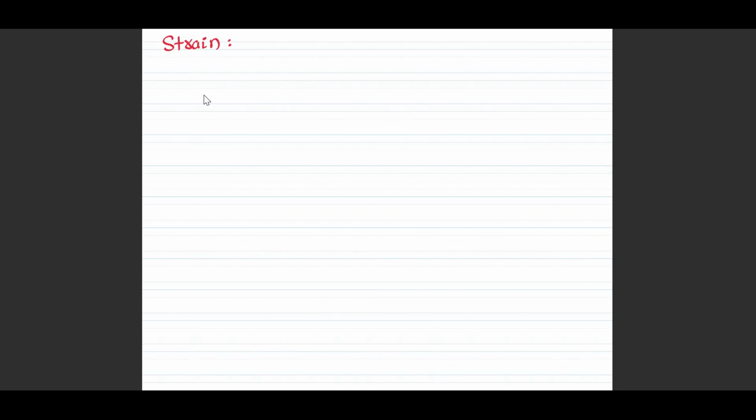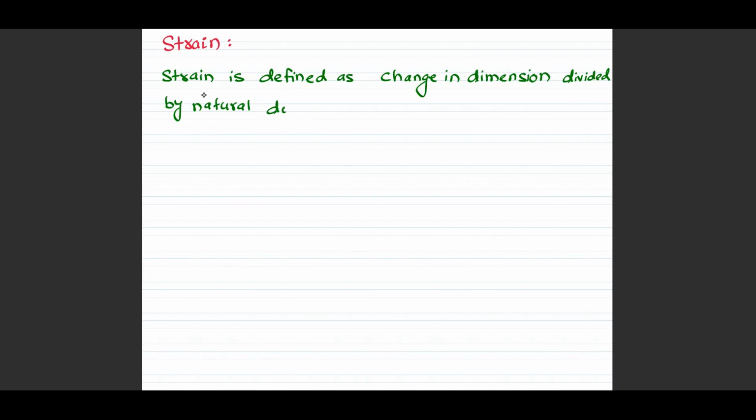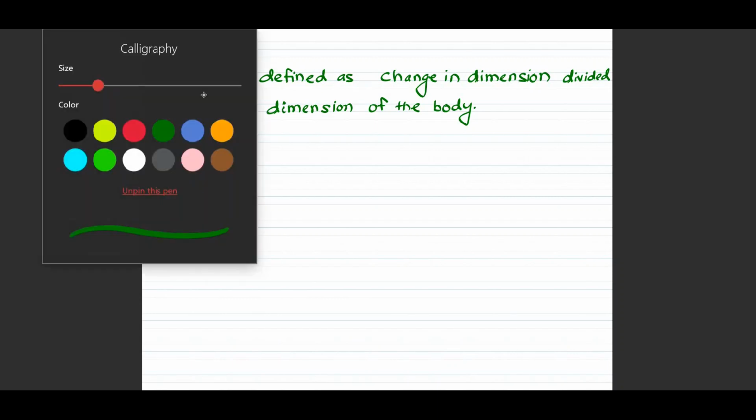Today we will be talking about strain. Strain is defined as change in dimension divided by natural dimension of the body. Right? There are different types of strain.